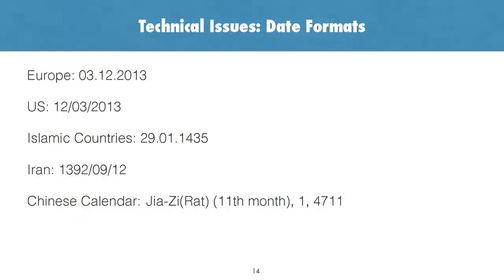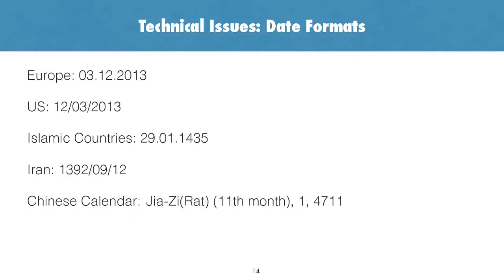The other example is date formats. In Europe, today is 3rd of December 2013, and in the US too, but as you see, it's a different way of writing, and it could be very confusing for European people to figure out what exactly this date means. But it's interesting because in Islamic countries today is the 29th of the first month, 1435, and in Iran, if you read from right to left, today is the 12th day of the 9th month of 1392. And if my converter works correctly, today is the first day of the 11th month, 4711 in China. And we can be sure that they don't write it in the way that I have written.